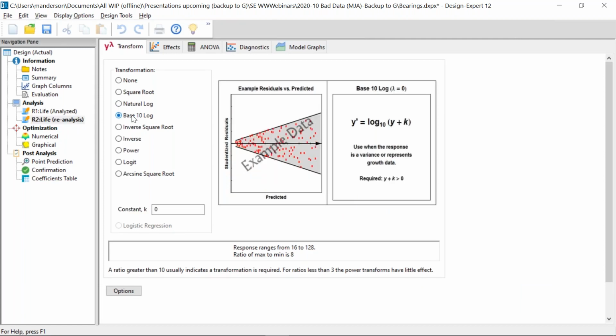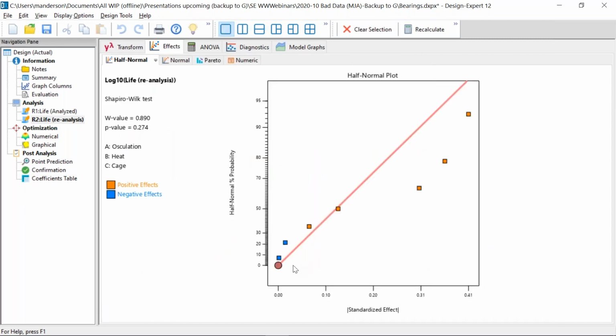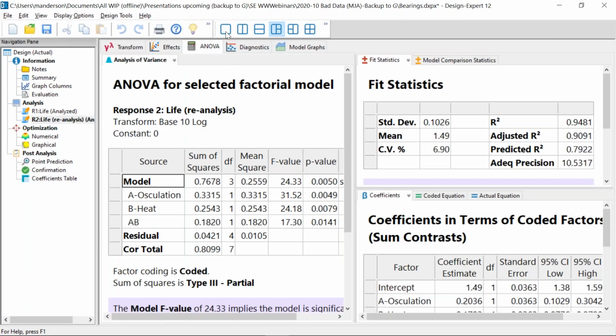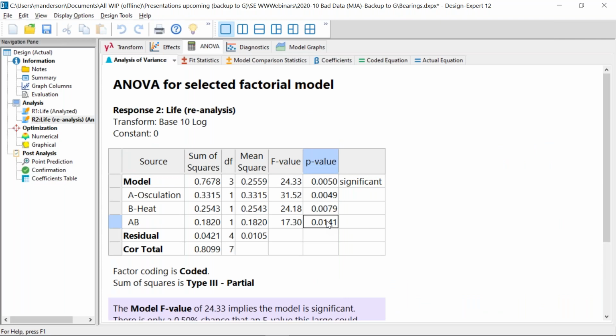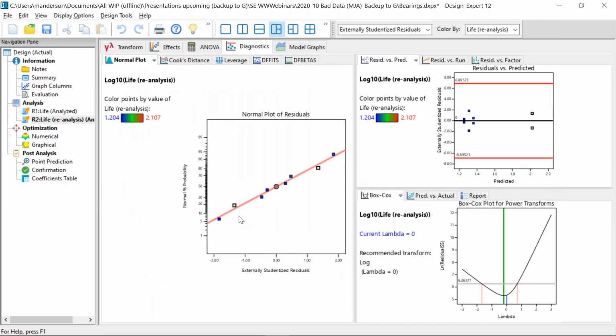I'm going to use the base 10 log, but it doesn't really matter. When we do that, immediately you see how those near zero effects line up with the 0. Over here to the right, I'm just going to lasso these effects. Now with the log scale, you're going to see that they're more significant. What's interesting is this AB interaction, and this AB interaction is significant.